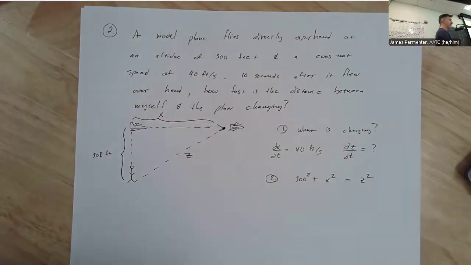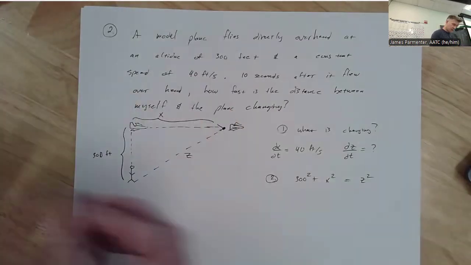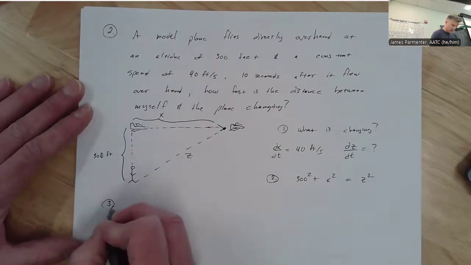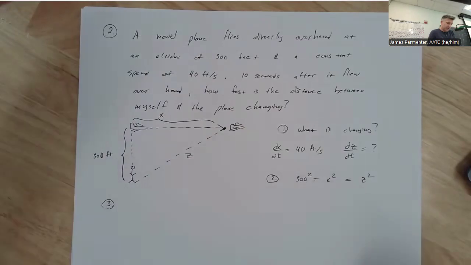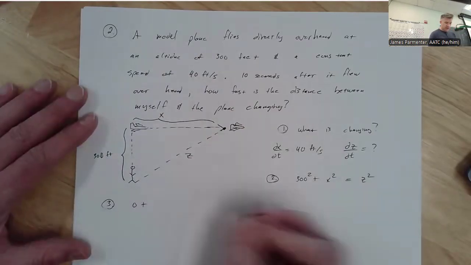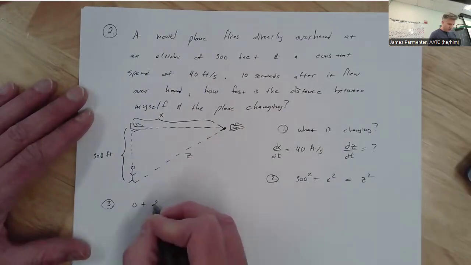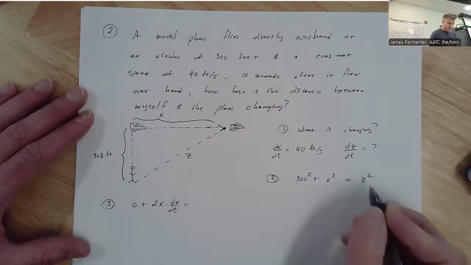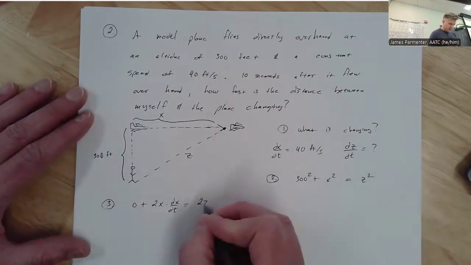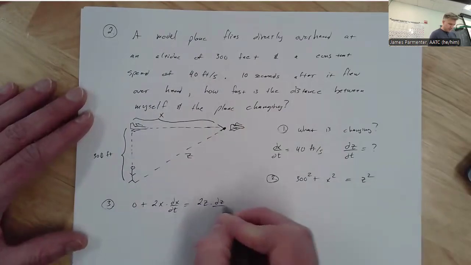We need the derivative, so we're going to take the derivative of both sides. This is where I've often seen people make small errors. What's the derivative of 300 squared? Right, it's a constant. Even though it's something squared, it's still a constant. So you get 0 plus the derivative of x squared, which is 2x times dx/dt. The derivative of z squared is going to be 2z times dz/dt.